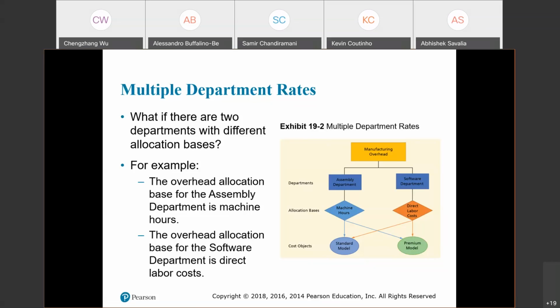So now you can see the difference between this method and the first one. In this method, there are two cost pools. There is more than one cost pool, each for one department. And in each department, there is a different cost driver.